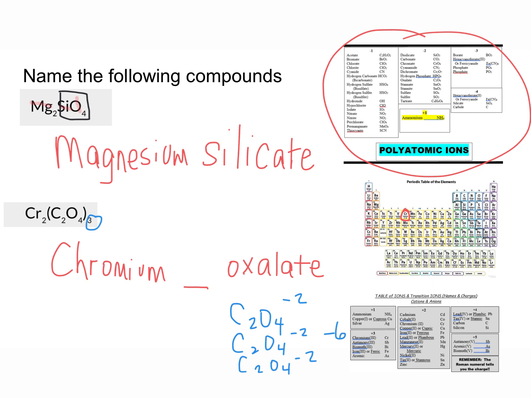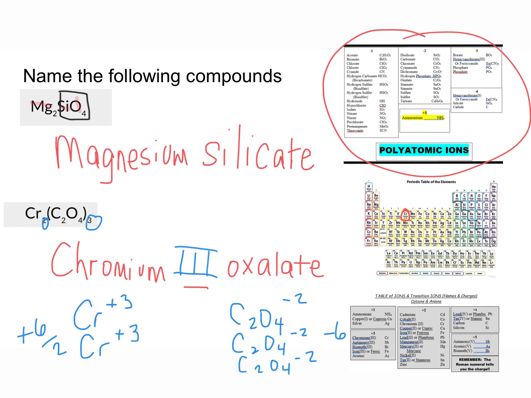So now we got to look back at the chromium. So this 2 is telling us that we have 2 chromiums. So I'm going to write chromium 2. And we know that the total positive has to be a +6. So because I have 2, I'm going to take 6 divided by 2 to figure out what the charge of each one of these is going to be, and you'll figure out it's going to be a +3. Now that we know that this is a +3 ion of chromium, the Roman numeral we're going to put is going to be a 3. So the name of this compound would be chromium 3 oxalate.